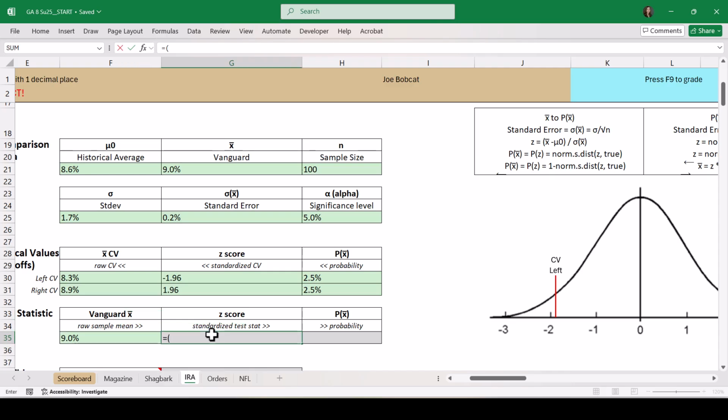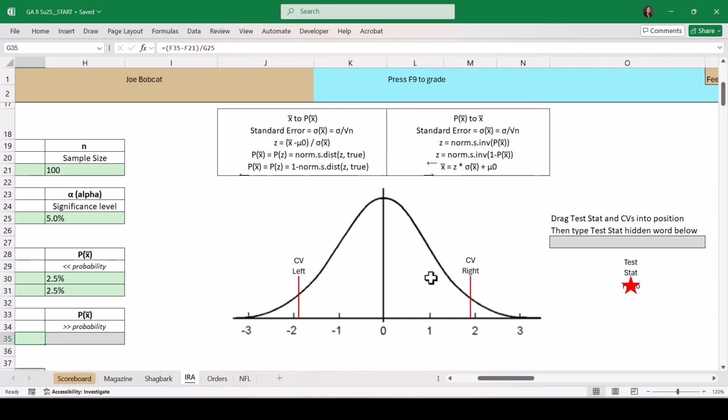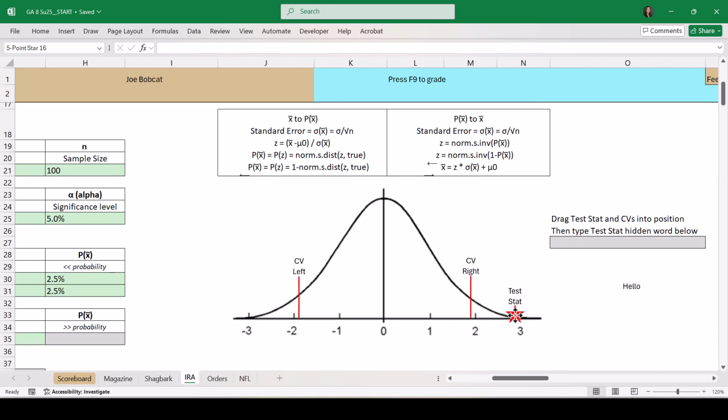But let's compare standardized scores. To compute the standardized test statistic, or the z-score for the sample mean, you want to start your parenthesis, and then we do sample mean minus the population mean, close your parenthesis, and then we divide by the standard error. And I got 2.51. All right, so let's plot our test statistic. It is 2.51. So I'm going to take it here, 2.51 right here.